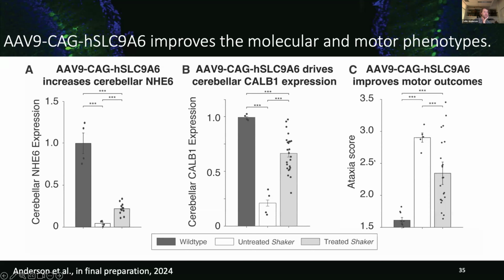In terms of motor performance, interestingly, despite having a clear increase in nearly every single animal except one, we still have a very large degree of variability in terms of that motor performance. Now, again, this is significant at a below 0.001 level. So clearly, this is working most of the time. But it's interesting to see these animals that are not doing better despite having a clear increase in both NHE6 and calbindin.